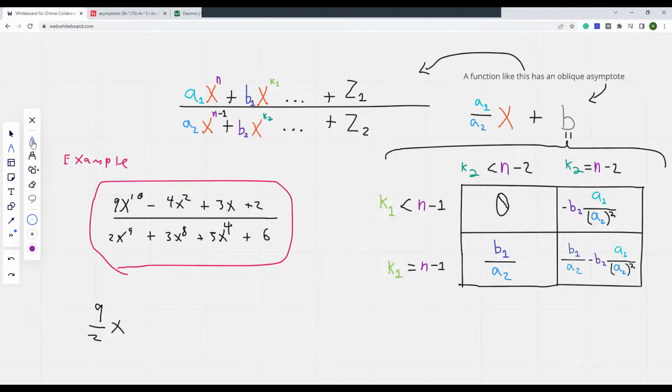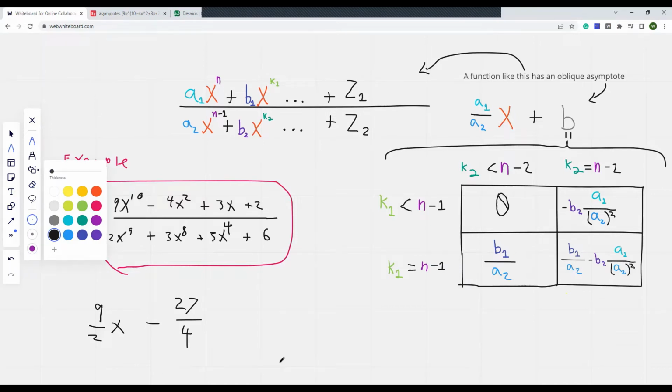So thus we know what we're going to do. k subscript 2 in this case is 8. That is 10 minus 2. So that's going to give us minus b subscript 2, in this case 3, times a subscript 1, in this case 9, over a subscript 2 squared. So that's 2 squared, that's over 4, right? Great. We can simplify that as minus 27 over 4. Awesome. So let's see here. Let's see if this is true.